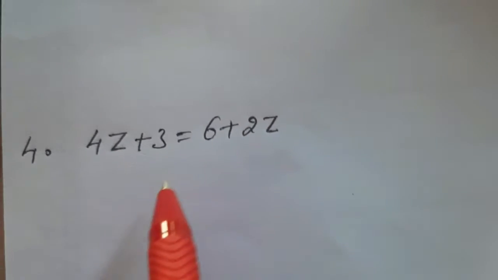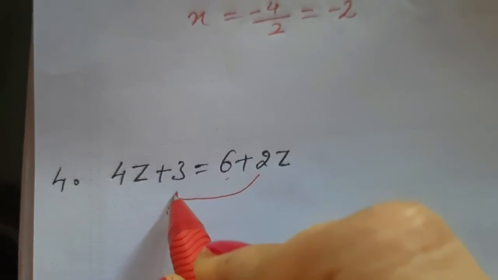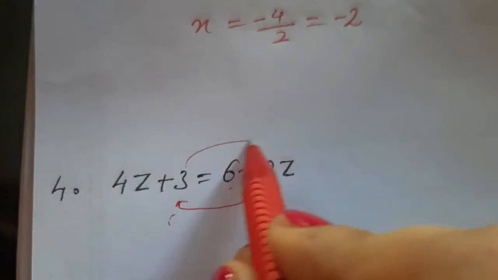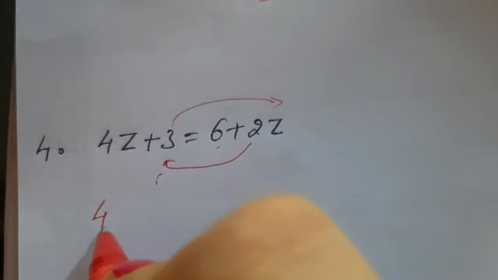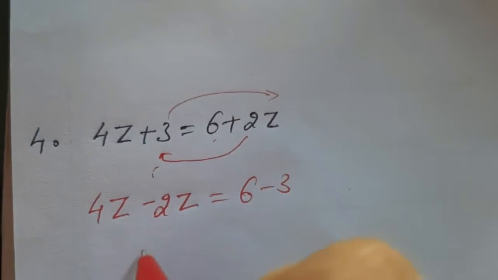Next question is 4z + 3 = 6 + 2z. Again, in the same way, you will transpose 2z to the left side and 3 to the right side. So it will become 4z - 2z = 6 - 3.